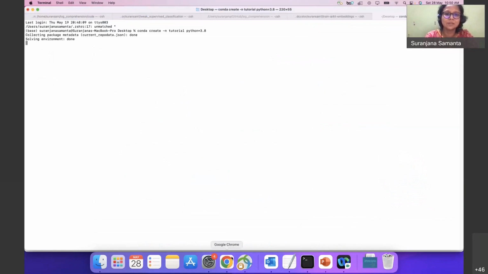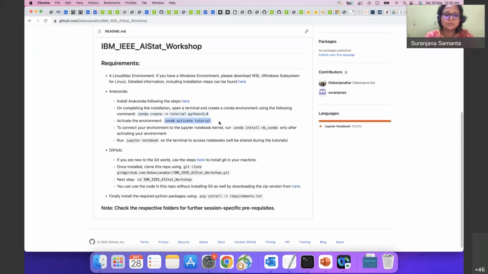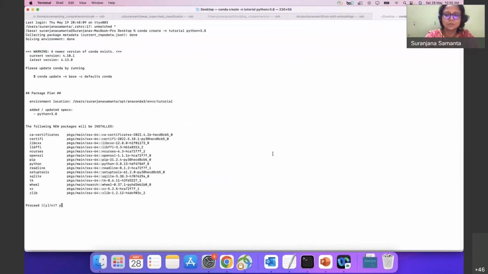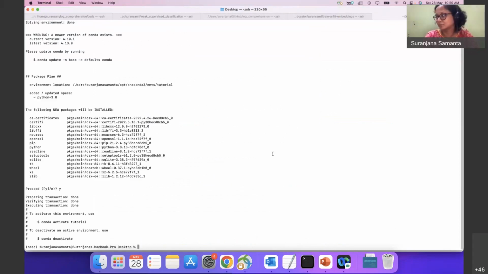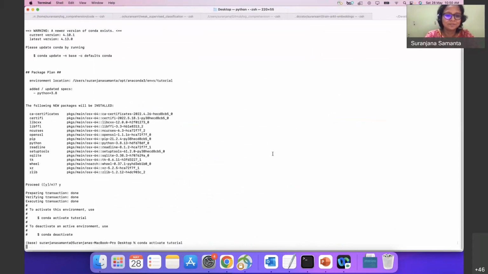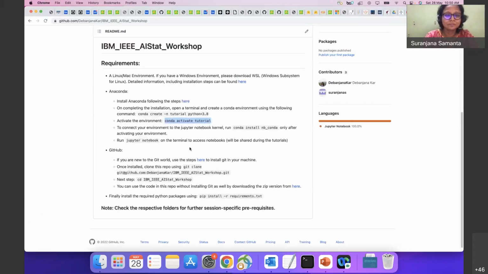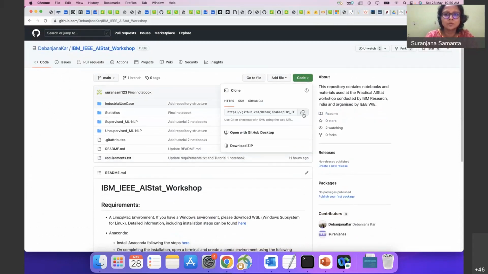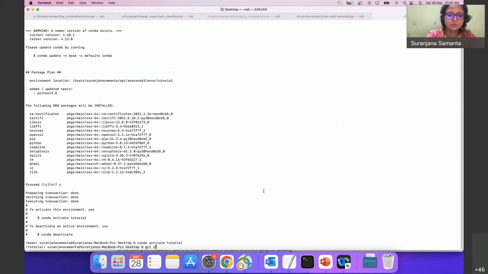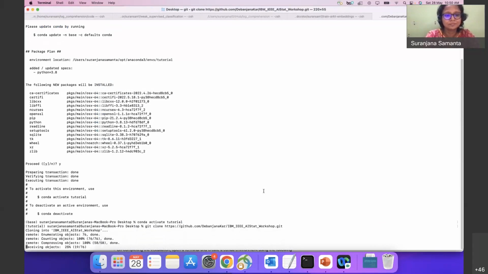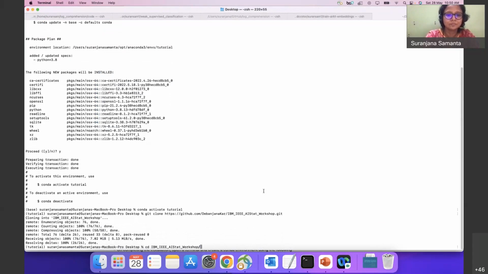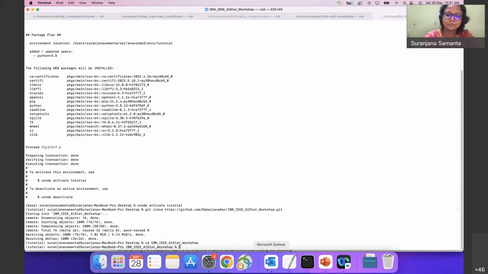There is this GitHub link that has been shared with you all, and you just have to follow the instructions. Okay, so git clone. Let me do a git clone. This is just a terminal on my Mac.